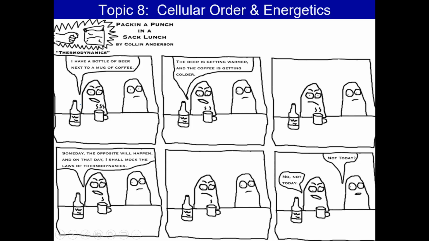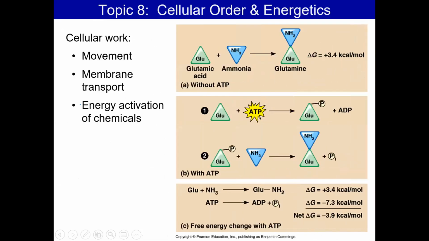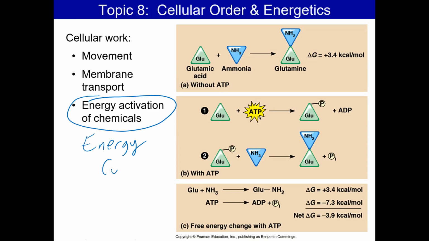But remember, we talked about energy and thermodynamics and a whole bunch of other definitions. So I want you to go back to this unit and take a look at some of the definitions that we went over. And we finished off this unit talking about ATP and cellular work. Remember, cellular work involves movement of things, so movement of organelles, movement of things across membranes, and lastly, it involves activation of chemicals, which we called energy coupling.